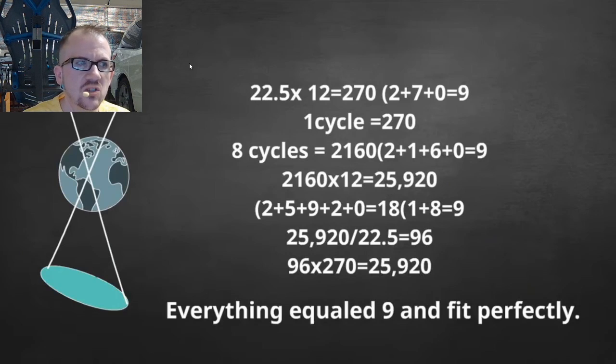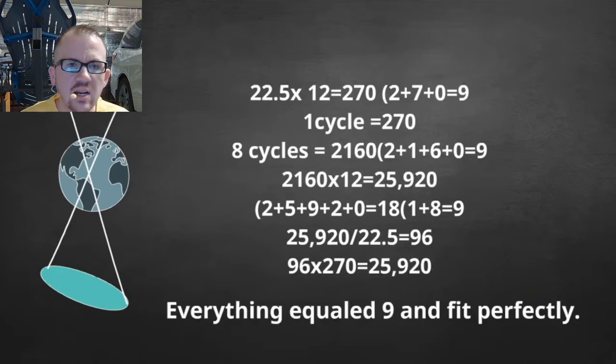22.5 times 12 is 270. 2 plus 7 equals 9. That's one cycle. 8 cycles equals 2160. 2 plus 1 plus 6 equals 9. All right, 2160 times 12 zodiac houses is 25,920. Everything ends up aligning. Now you have cultures that are saying that 25,920 is one great year, that this matters.